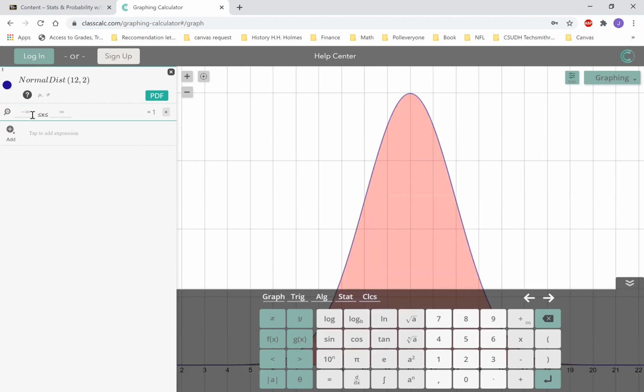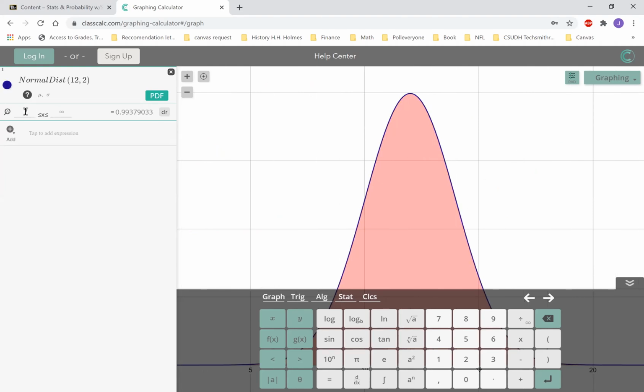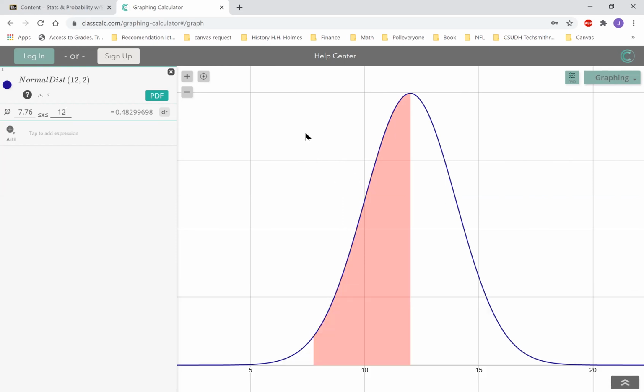Then you go to CDF. What you want to do is press the lower bound, which is 7.76. You want to press the upper bound, which is 12. Okay. So if you look at my drawing on the right-hand side, it's the same drawing that we had when we drew it out. So the probability that it's between 7.76 and 12 is 0.482999698. And that's your answer for that one.